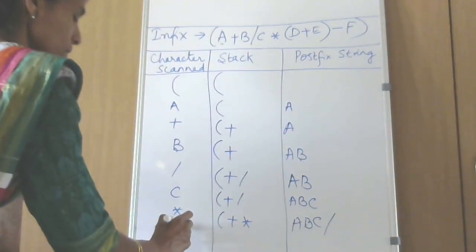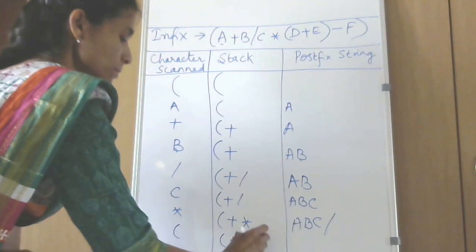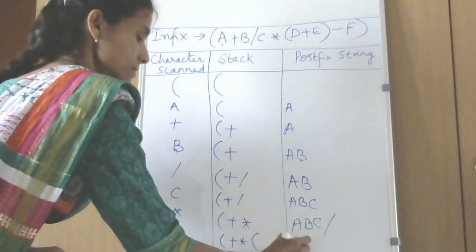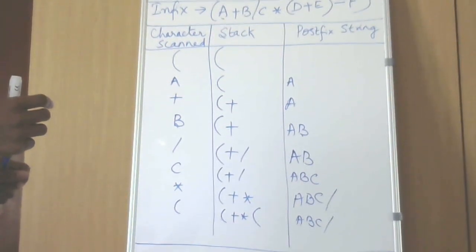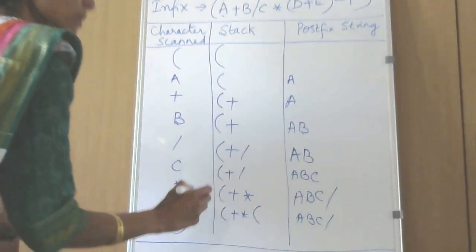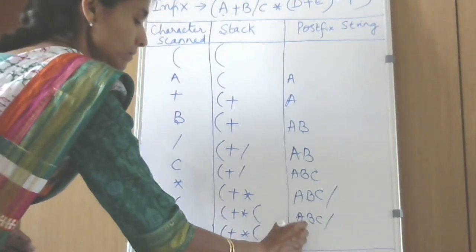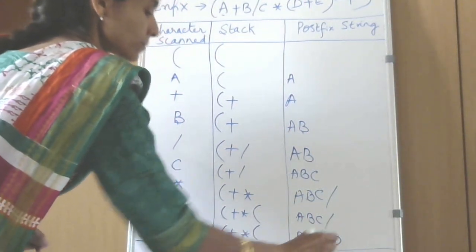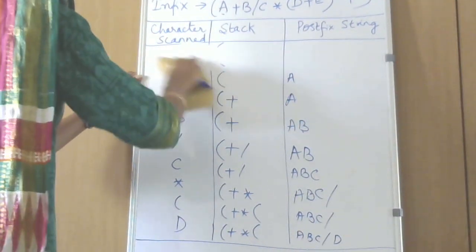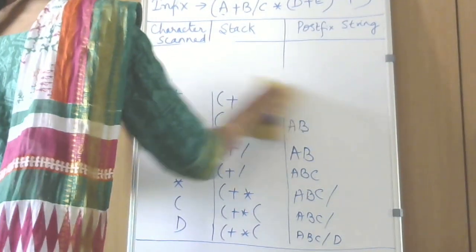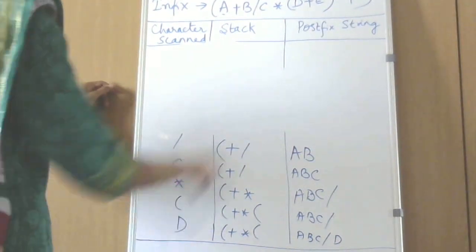Okay. Next one is open braces again. With open braces, we are not going to compare, we simply push it into the stack. Right. Next we have D. D is an alphabet, so put it as part of the postfix string. Let me continue on the top. I am not getting some space. So, we are done with D. The next is plus.